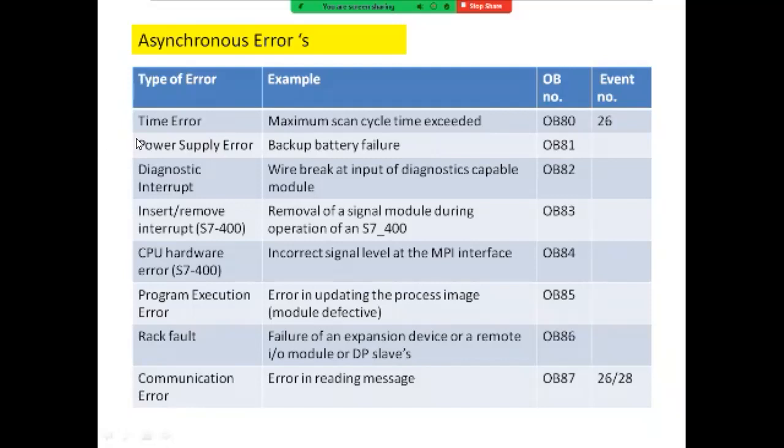Then the CPU hardware error, incorrect signal level at the ampere base. Getting such errors at the CPU, for 400 only we have this option.